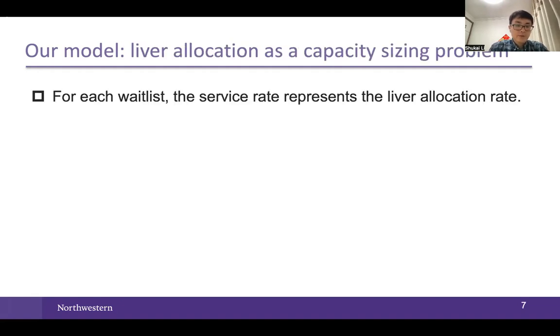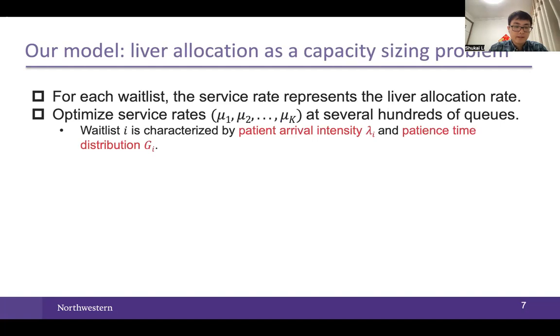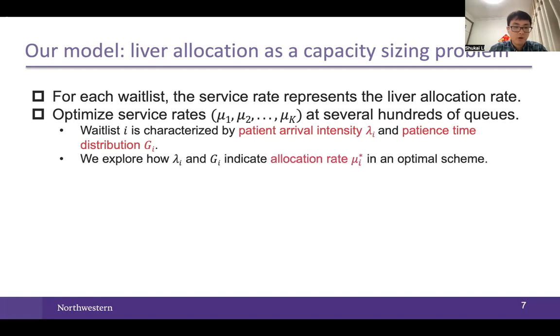Now, since the service rate represents the liver allocation rate, our decision variable is the vector of service rates at each waitlist. And each waitlist is characterized by an individual intensity lambda and a patient's time distribution J. Our goal is to investigate how these two fundamental characteristics indicate an optimal allocation scheme.